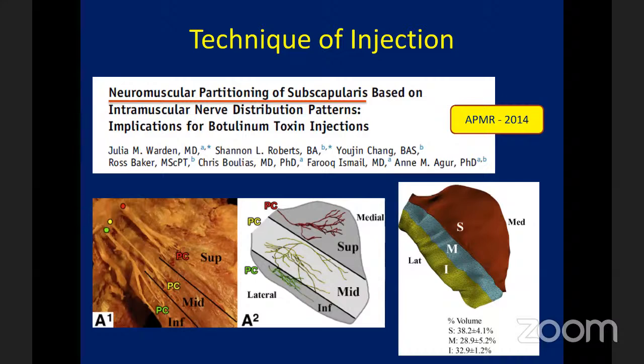Technique of injection: we injected botulinum toxin from the medial border. As we can see, there are 3 compartments, that is superficial, medial, and inferior. We can see the major chunk of the muscle is on the medial side, that is the medial compartment. Most volume is made from the medial side.